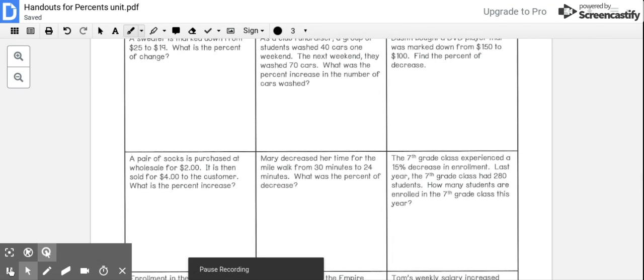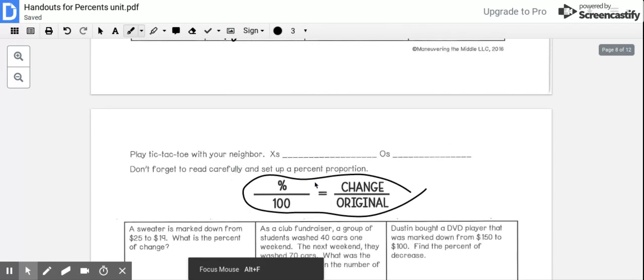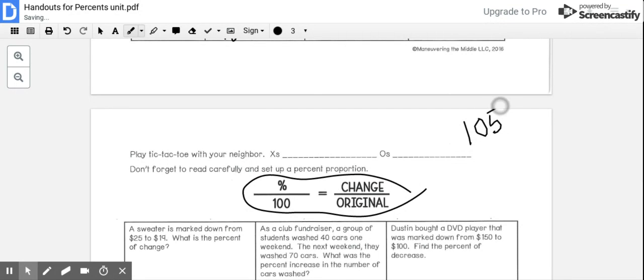But actually, I want you to try one more problem. I'm going to make it up and write it off here to the side. Let's say this year we had 105 students, and last year we had, I'm just making this up, 145 students. So tell me the percent change in students from last year to this year. And make sure you let me know if it's an increase or decrease. So bring that back to class tomorrow.